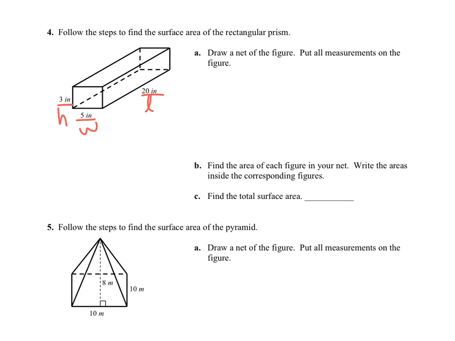Now for part A, it says draw a net of the figure, and then put all the measurements on the figure. Part B says find the area of each figure in the net, and then write the areas inside the corresponding figures. And then C, it says find the total surface area. I'm going to do all of my work on a separate sheet of paper, and I would suggest that you do the same.